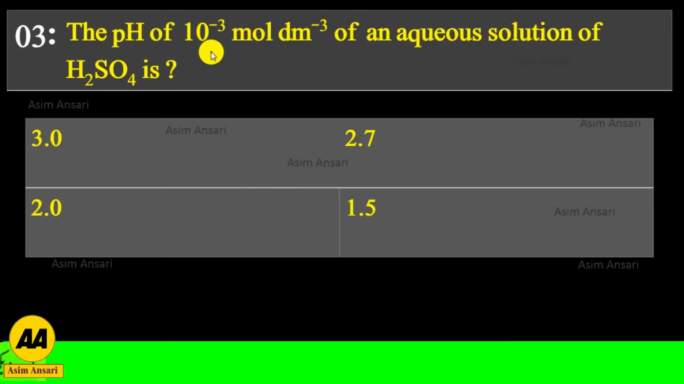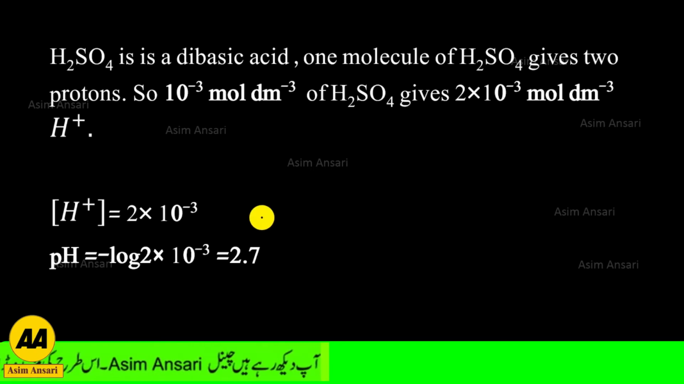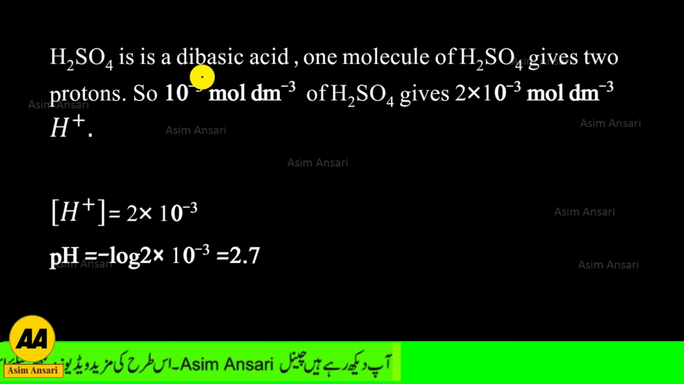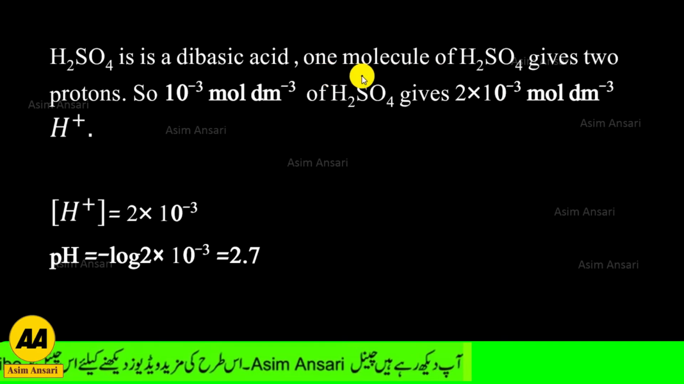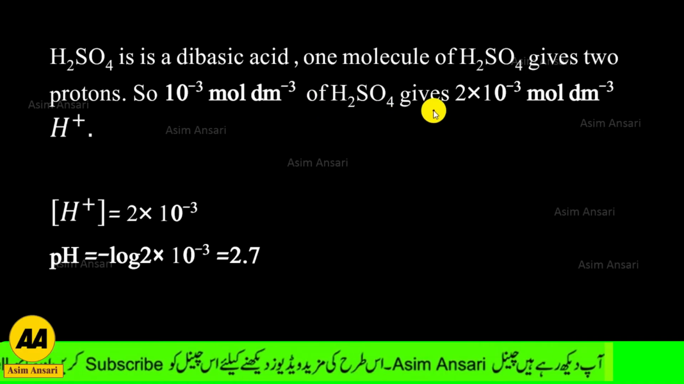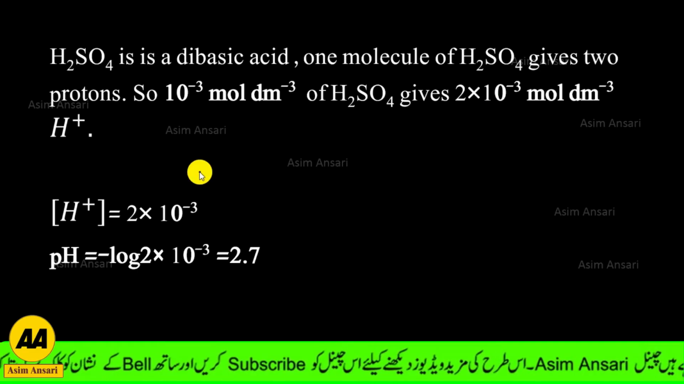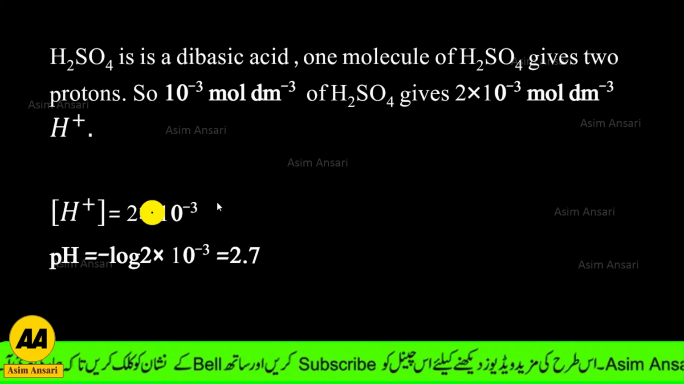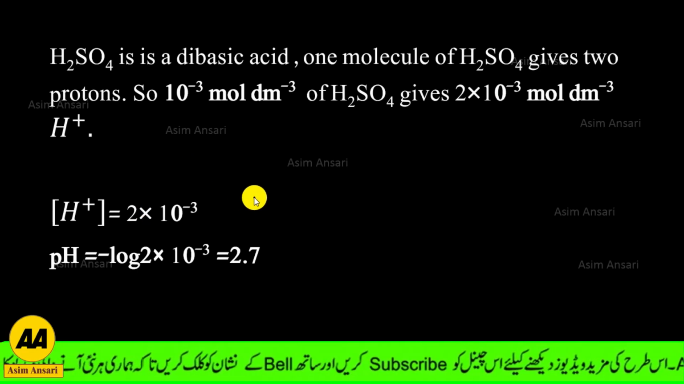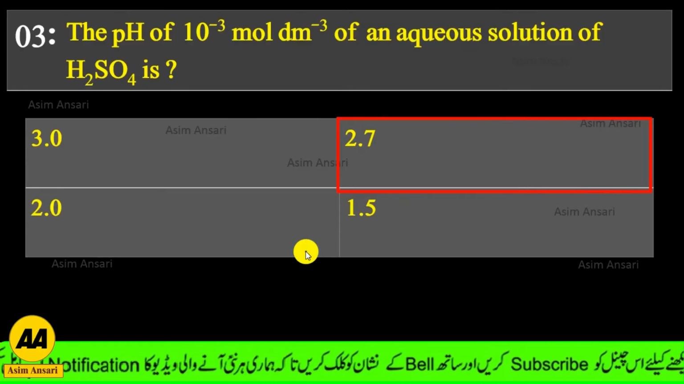So the value of Kp falls with rise in temperature. Next, what is the pH of 10 raised to power minus 3 mole per cubic decimeter of an aqueous solution of H2SO4? When we solve this numerical, we get the answer. Because H2SO4 is a dibasic acid, 1 mole of H2SO4 gives 2 protons. So 10 raised to power minus 3 mole per cubic decimeter of sulfuric acid gives 2 multiplied by 10 raised to power minus 3 mole per cubic decimeter of hydrogen ions, and pH is equal to minus log of hydrogen ion concentration. So the exact answer will be 2.7.